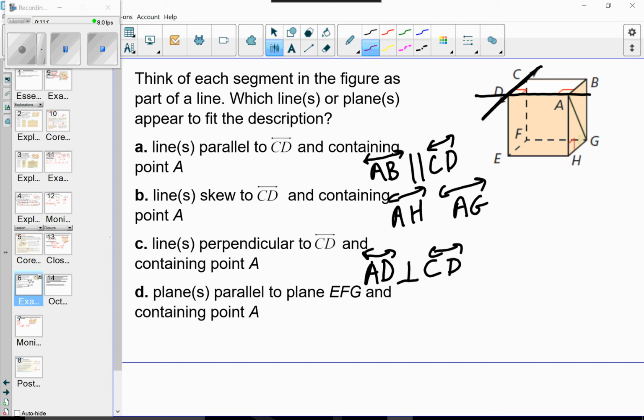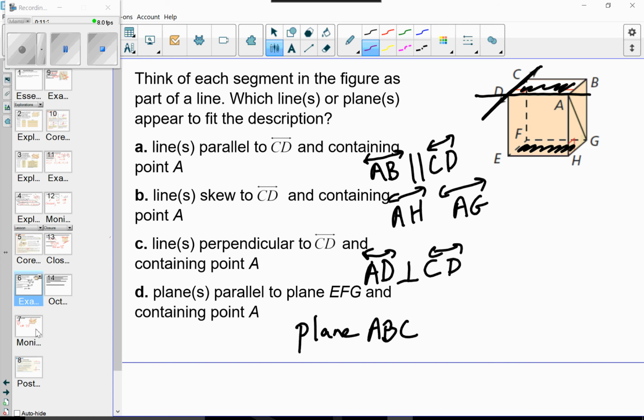And then finally, we have planes. So planes parallel to plane EFG. EFG is going to be the bottom of the box. Well, if I have the bottom of the box and I want something parallel, and it has to contain A, well, that has to be the top of the box. So I just want to list the top of the box as a plane. So I'm going to go plane, and then I'm going to say A, B, C. Okay, so the top of the box will be parallel to the bottom of the box.